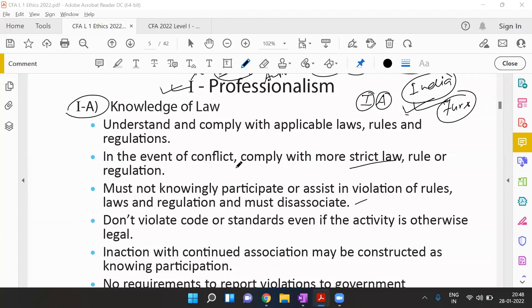It's a violation because the CFA Institute Code of Standards says what? That betting is not ethical. Client interest always comes first. That does not mean that whatever the client says, you'll do it.